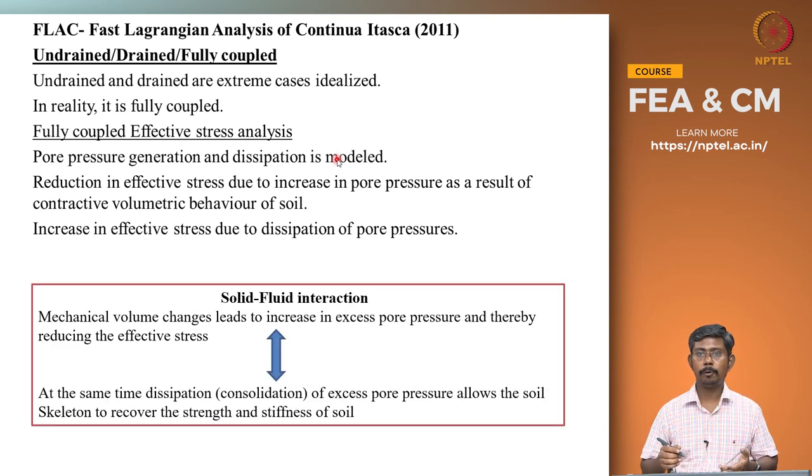So such solid fluid interaction is possible over here. The mechanical volume changes lead to the increase in excess pore pressure. This leads to the reduction in effective stress. At the same time, the pore water pressure also dissipates as a function of the drainage possibility, and that allows to recover the strength and stiffness of the soil.